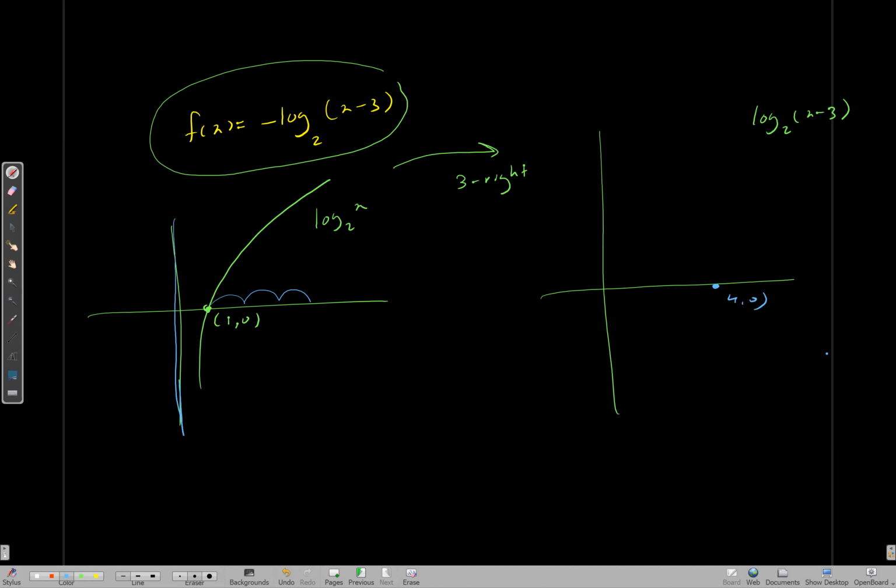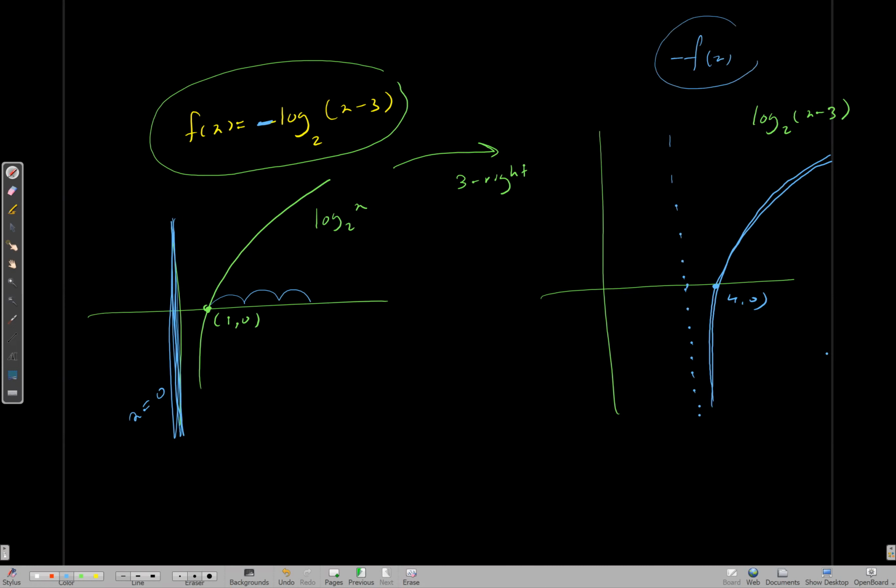And this line, originally the y-axis or x equals 0, is now x equals 3. So 1, 2, 3. So the shape will remain the same, and it will only shift 3 units to the right. Now we have a minus sign. Can you remember, when you have a minus in front of your function, it will reflect about the y-axis. So this shape will reflect about the y-axis.